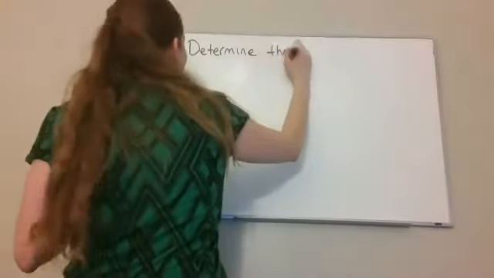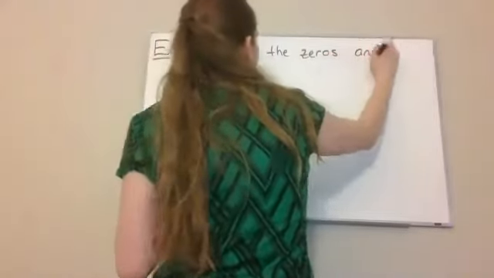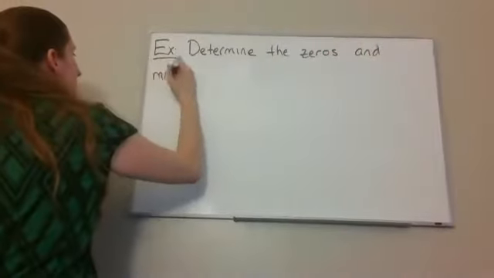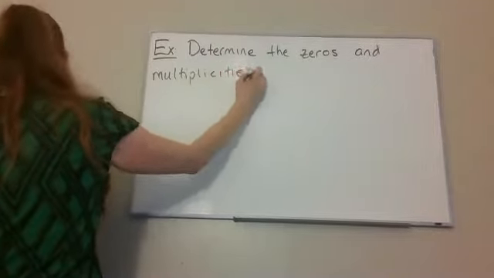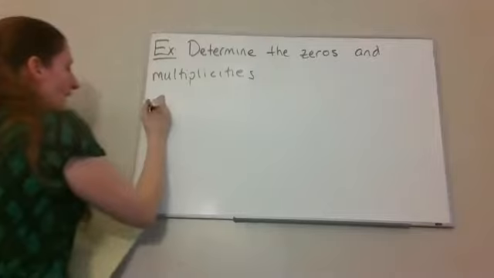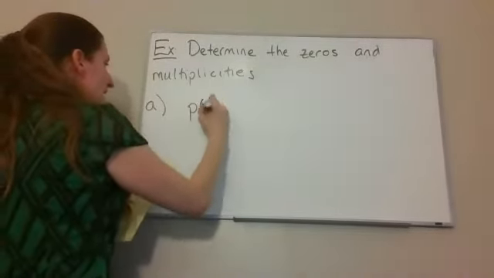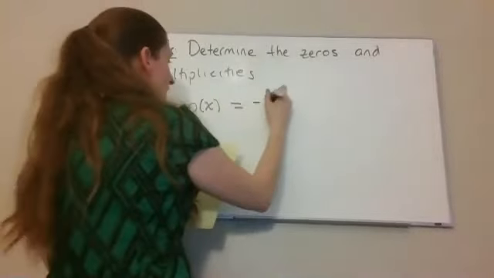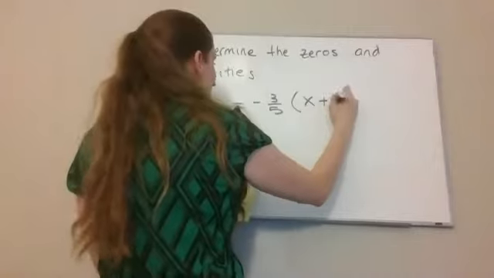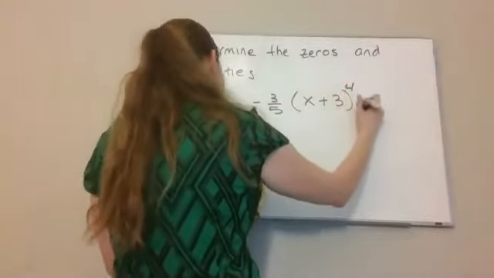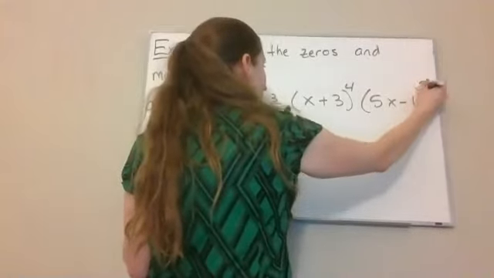So determine the zeros and multiplicities for the following polynomials. Our first one is p of x equals -3/5 times (x plus 3) to the 4th times (5x minus 1) to the 5th.